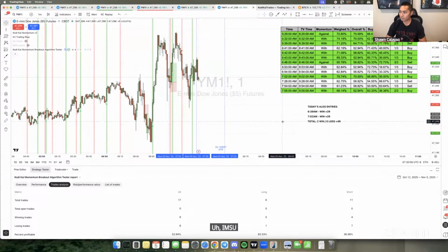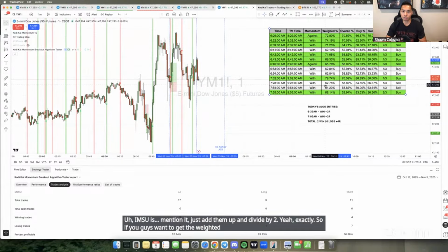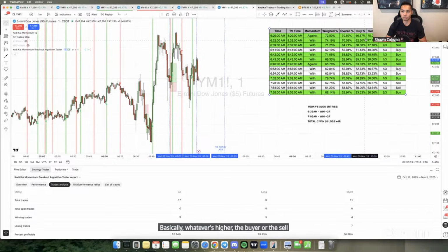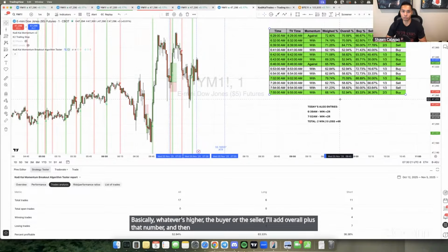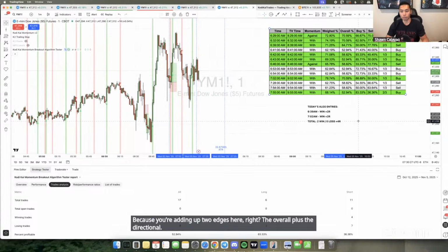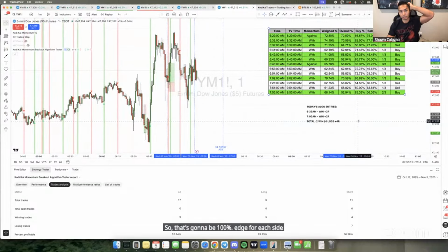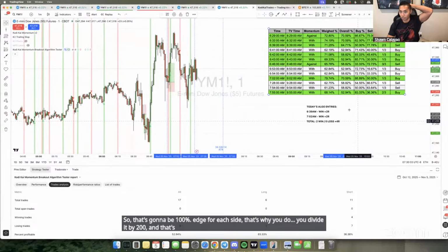Imsu mentioned, just add them up and divide by two. Yeah, exactly. So if you guys want to get the weighted average here, all I do is I add the overall percentage with the higher percentage. So basically whatever is higher, the buy or the sell, I'll add the overall plus that number, and then I'll divide it by 200, which is the total edge, because you're adding up two edges here, right? The overall plus the directional. So that's going to be 100% edge for each side. That's why you divide it by 200, and that's how you get the weighted average.